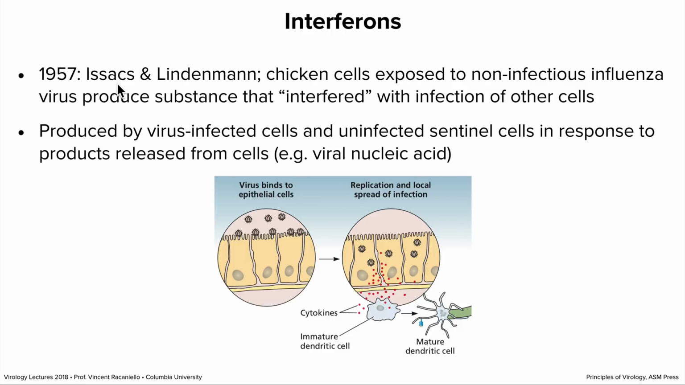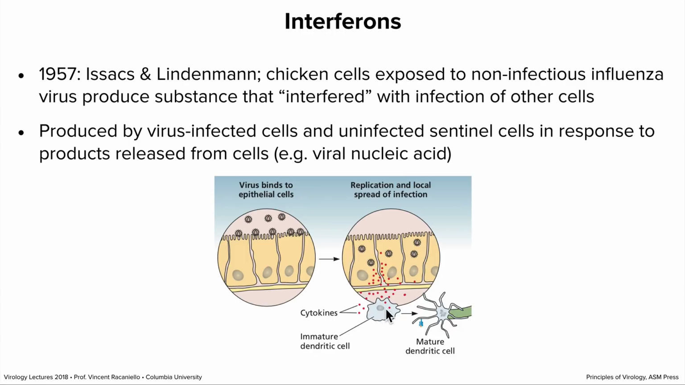They can also be made by uninfected cells in response to products released from cells. What does that mean? Let's take an example of an infection at an epithelial barrier. Our virus is binding here, it gets into the cell, it's replicating, and the infection is sensed by the sensors we've talked about. These cells will then produce interferons among other cytokines. So interferon is a kind of cytokine, shown by the little red dots here. So these cells are producing interferons and other cytokines.